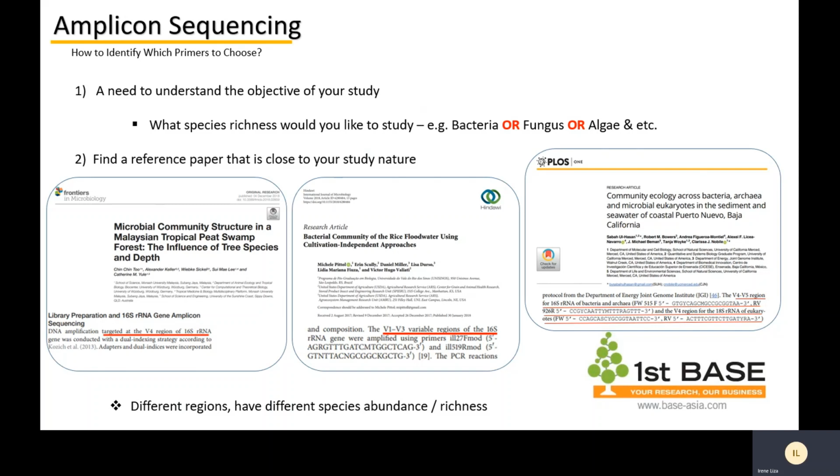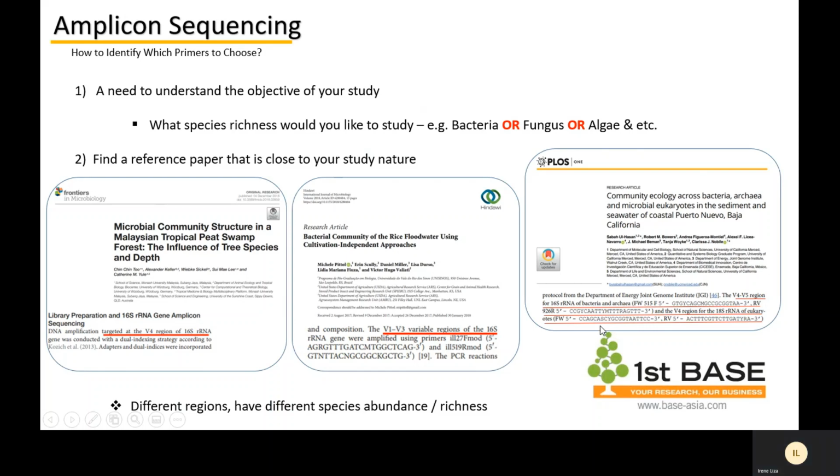Maybe in Malaysia it's like this, so the distribution of bacteria in Thailand could be different. So you can use this as a reference paper and you can compare. Similarly, I've also attached two more papers here. One is for rice, and another one is looking into community ecology. It covers bacteria, archaea, microbial. So they also have the region. So it's good to look into these regions.